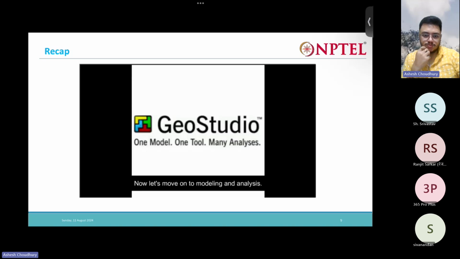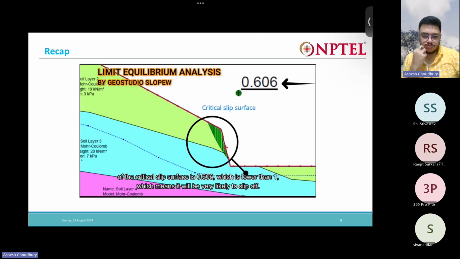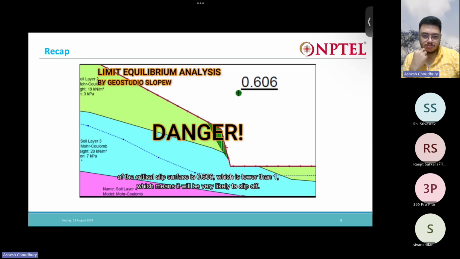Now let's move on to modeling and analysis. The model shows a slope that is without reinforcement. According to the slope stability analysis software, the factor of safety of the critical slip surface is 0.606, which is actually lower than 1, which means it will be very likely to slip off.